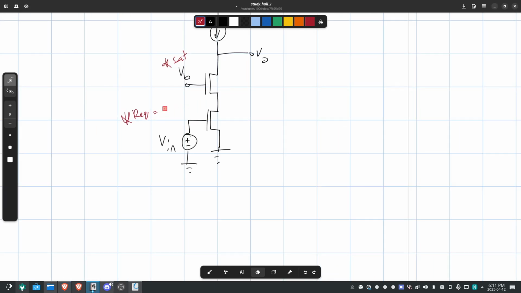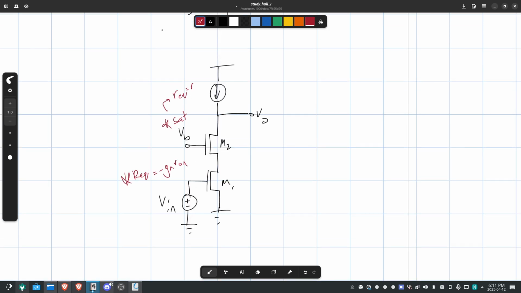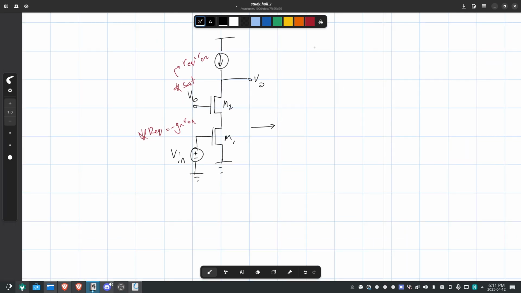Okay, yeah, so this is negative gm ro1. We're going to call this M1, M2. So this is in saturation, so the equivalent resistance here is just going to be ro2, right? This is going to be your VO. This is gm ro1 ro2. I'm sure you could figure that one out. Wait, ro is equal to ro1. I think, because it's a little weird what they do here.